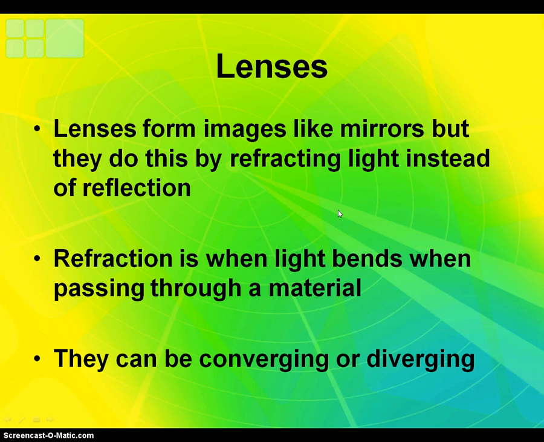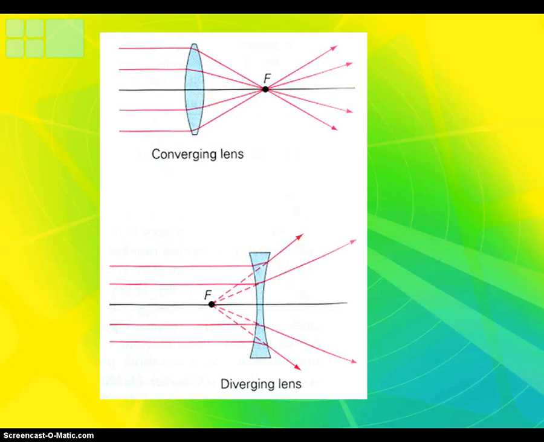What I want to talk about now is, in particular, lenses, and lenses transmitting images and creating an image at a certain location. Lenses form images by refracting light instead of reflecting it. Refraction, like I just said, is when light bends when it passes through a material. There are 2 different kinds of lenses: converging lenses or diverging lenses.